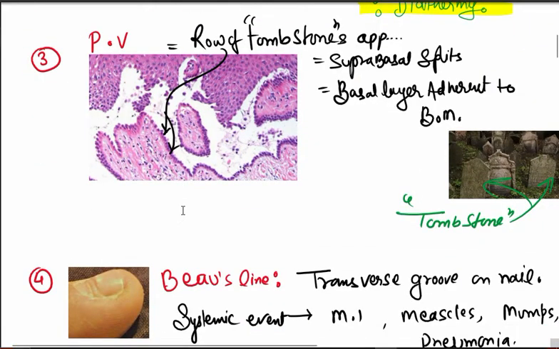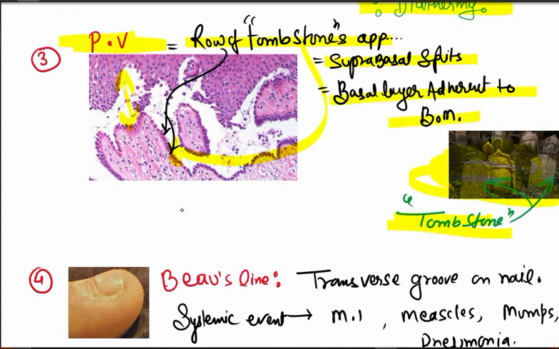Okay, next one is PV, pemphigus vulgaris. Here there is a row of tombstone appearance. So here is the tombstone, a row of tombstone appearance. So what is the tombstone here? The basal cells. There is a suprabasal split, and the basal layer is adherent to the basement membrane.